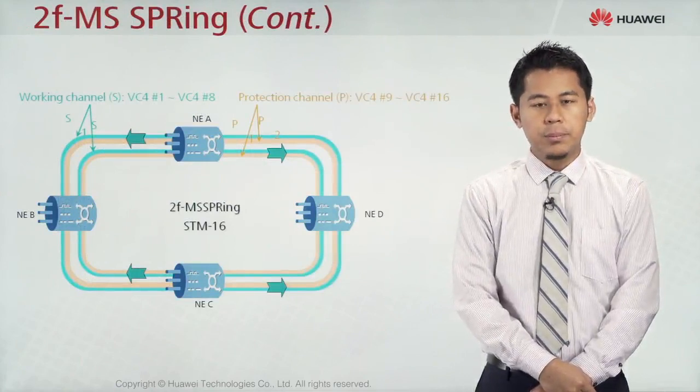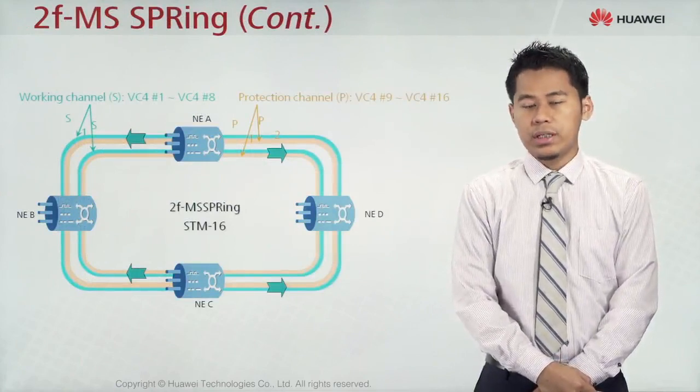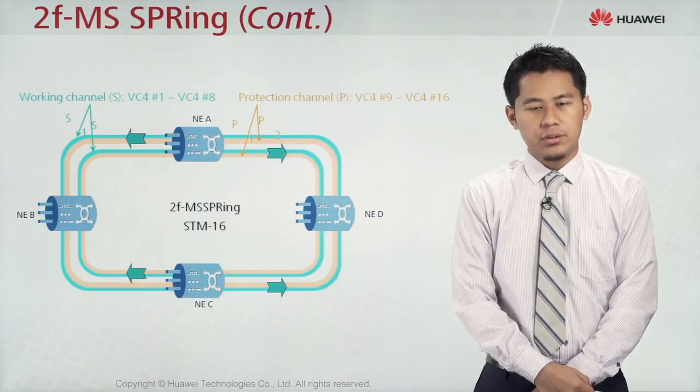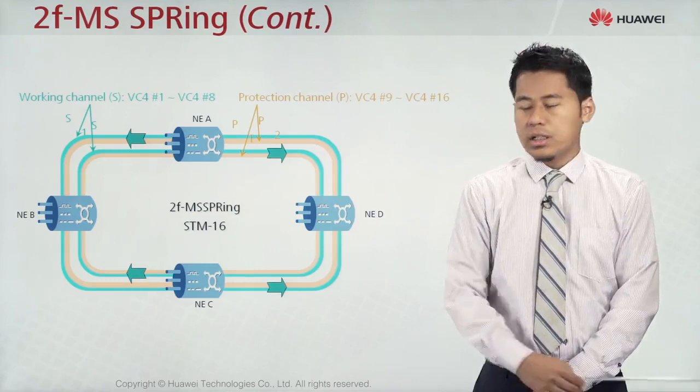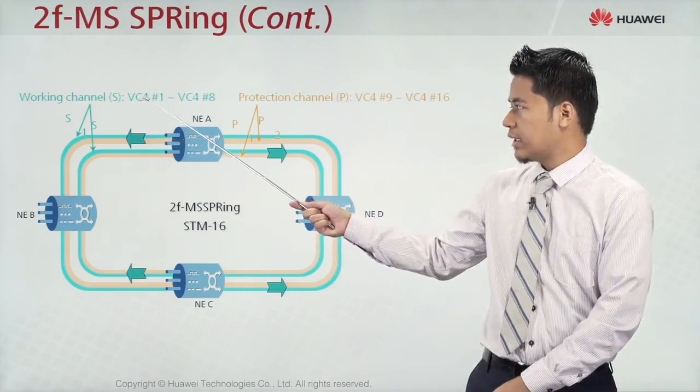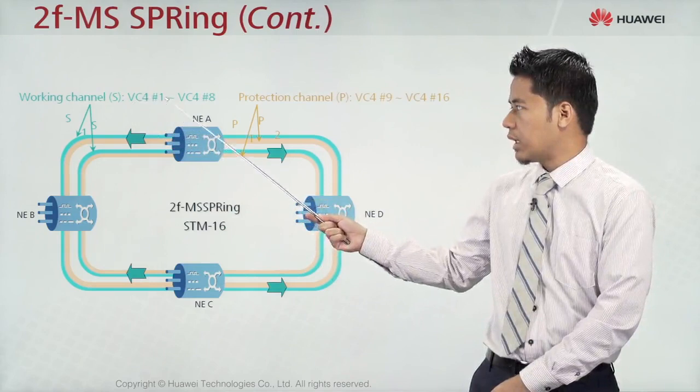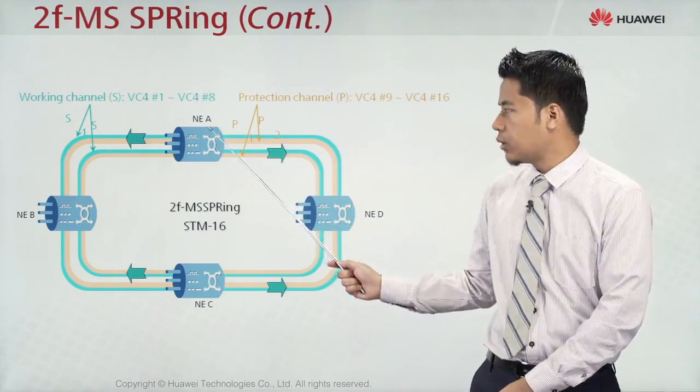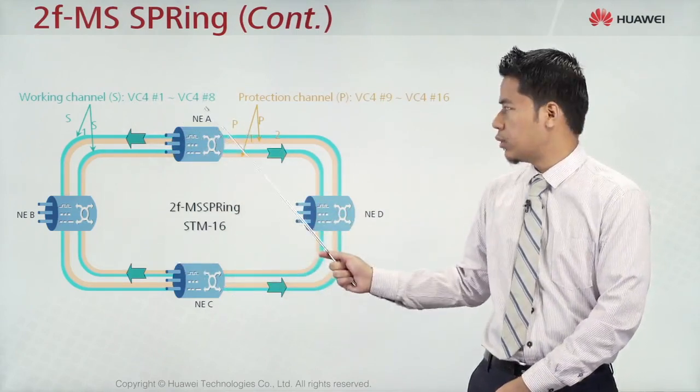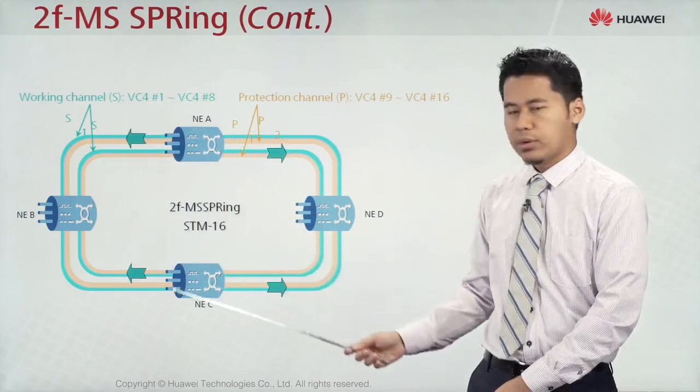As you can see here, we apply the ring topology. We have network A, network B, network C, and also network D. Here we make a reservation, which is a working path, a working channel. We set VC4 time slot number 1 until time slot number 8, whereby they will go through this particular path, which is node A, node B, and also node C.